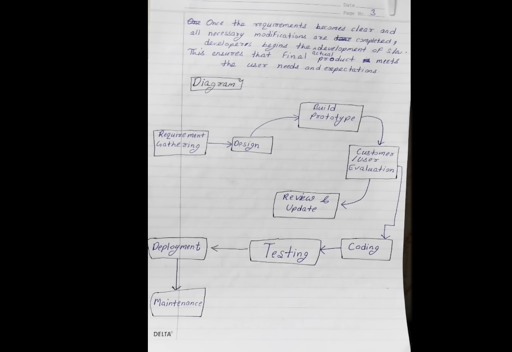Next phase is building prototype. In this phase, developers create a working model of the software called a prototype, and this prototype includes the important features and basic functions of the system. It allows the users to see how the final software may look and operate. This prototype is not the final product because it may not contain all the features of the actual system, and the main purpose here is to help the users understand the system and provide feedback.